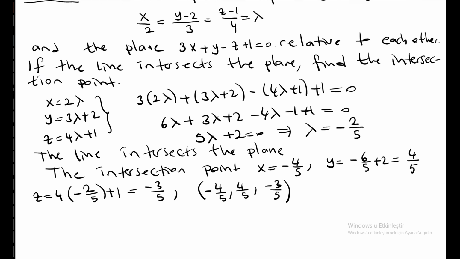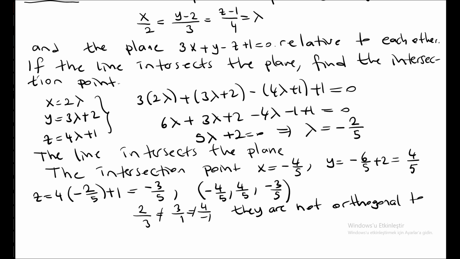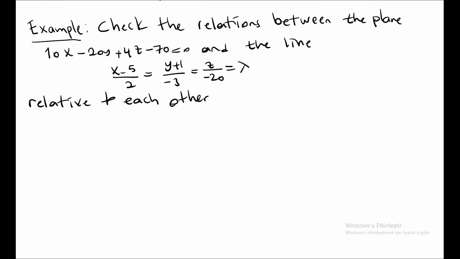Okay. So you see, they intersect each other, but 2 over 3 does not equal 3 over 1, which does not equal 4 over negative 1. So they are not orthogonal. There is no orthogonality. So this is our example.